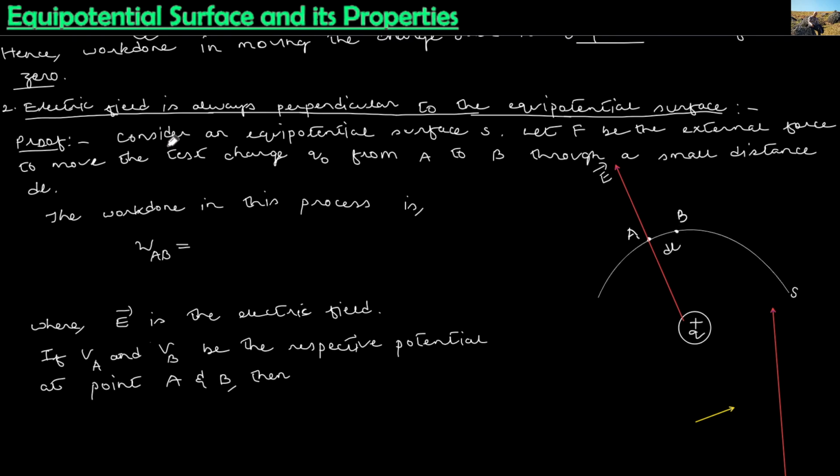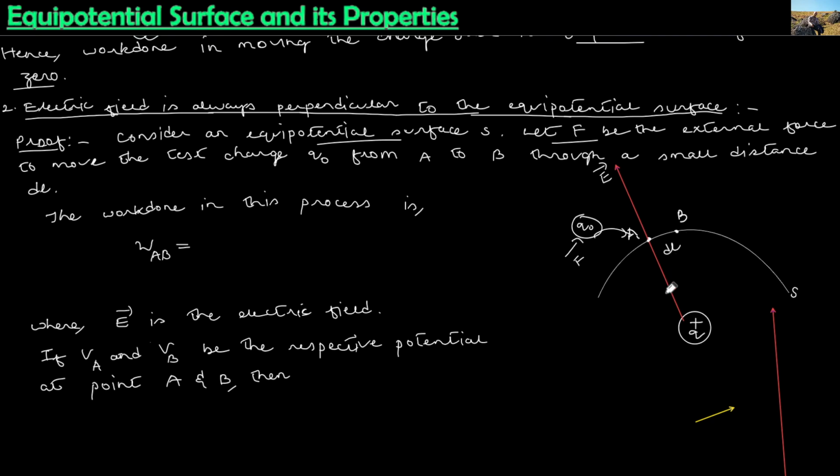Here we will consider the equipotential surface, and let F be the force to move a test charge Q0. That means over here at point A, we will place a test charge Q0 and we will exert a certain external force F on this charge at this particular point, moving from point A to point B within the equipotential surface.